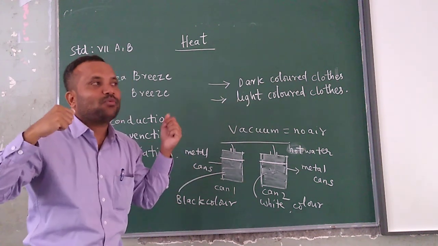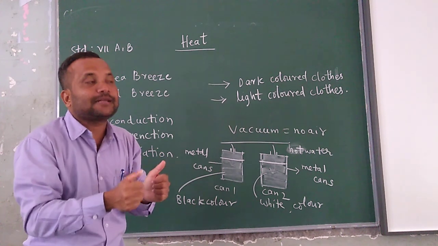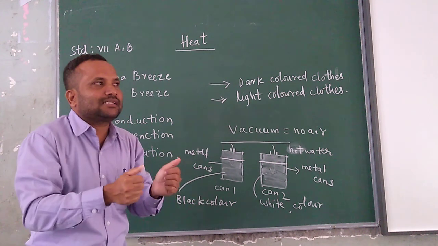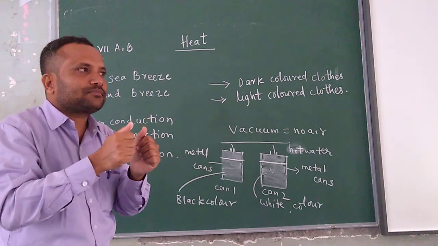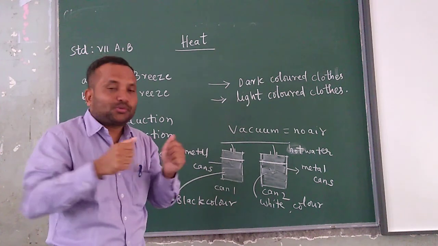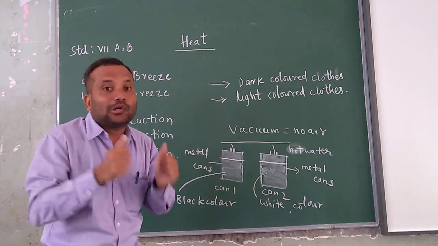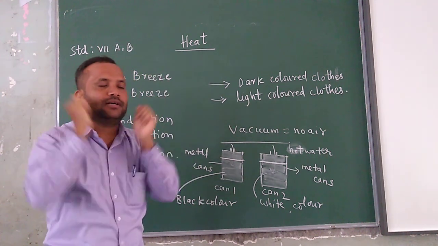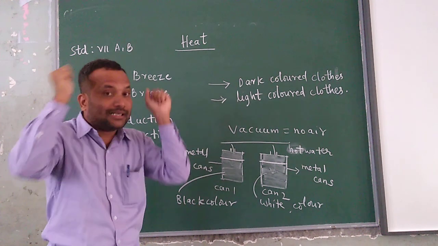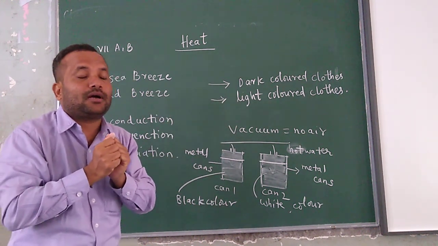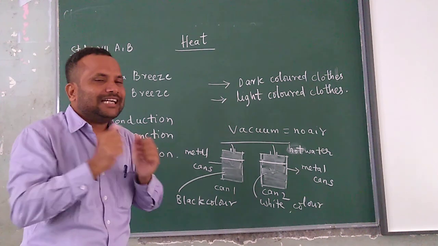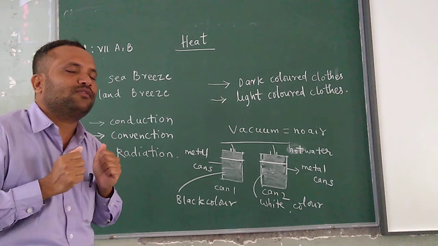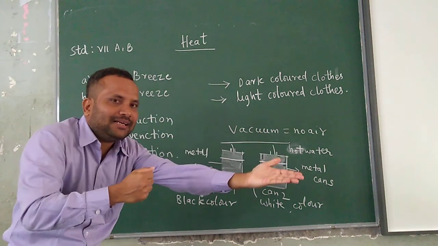So that is the reason why we wear woolen clothes, sweaters, shawls. Sweaters and all, which are made from wool, will keep our body heat. They will not allow the body heat to go out from my body to the neighboring surroundings.